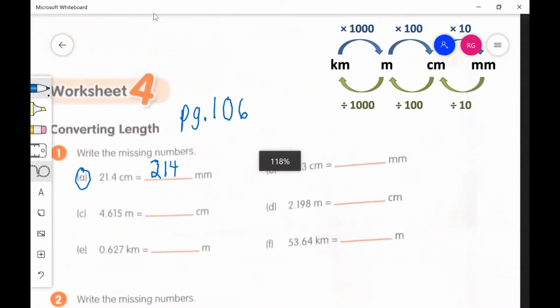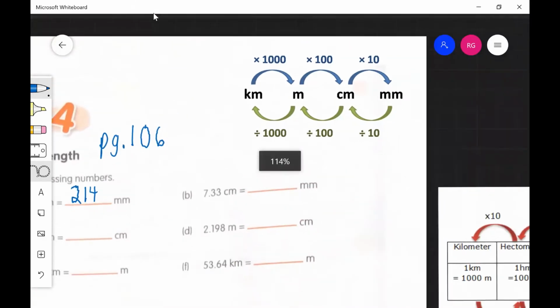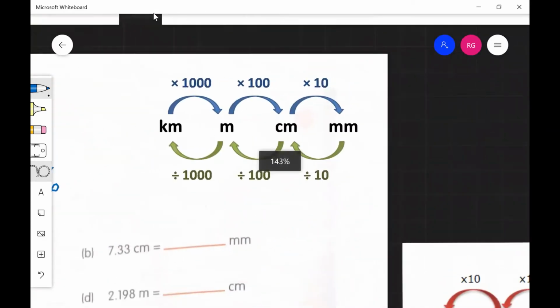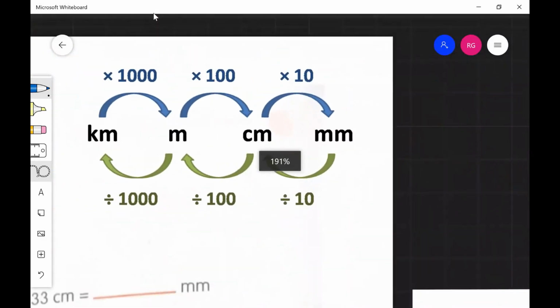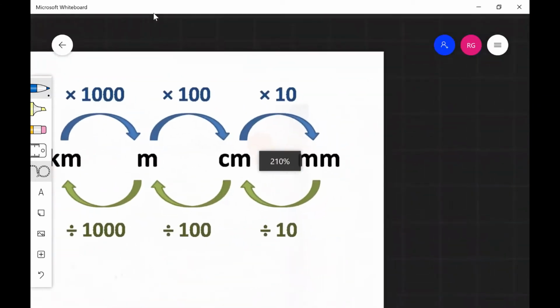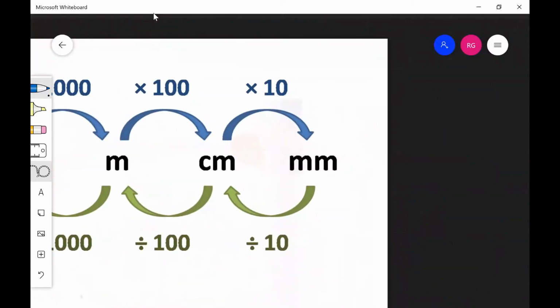Good job. Okay, now when we're going from centimeters to millimeters, in this case it was 21.4 centimeters, what we do is we multiply by 10. So I take 21.4 times 10, and I know to do that, I just need to move the decimal one place to the right.